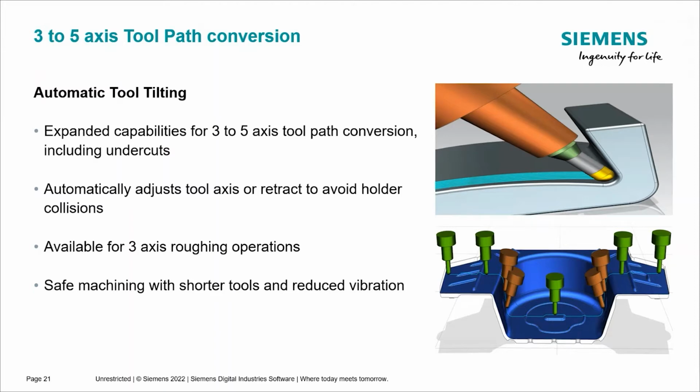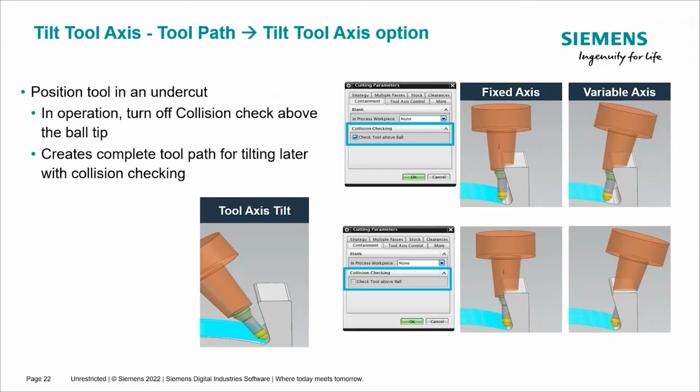One of the real benefits of this is being able to program a part as a 3-axis part. So you turn off collision checking and just program your part, either a variable or a fixed axis. Let it go ahead and collide, and then all you do is go onto the tool path and tell it to tilt the tool axis, and it will create a 5-axis path that will be safe to run, and it will clean up the collisions that you're going to have.